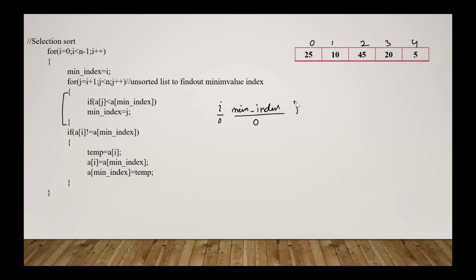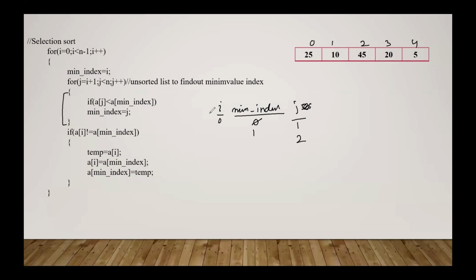Now for j equal to i plus 1, which means 0 plus 1, this is 1. Now a[j], what is a[j]? a[j] is 10. 10 is less than a[min index]. What is the min index? 0, that is 25. If it is true, then what happened? We make min index equal to j. What is j? 1. Now min index is changed to j. Then it goes to the ending curly bracket, then back to the starting curly bracket. Then the j value is incremented by 1, that is 2.